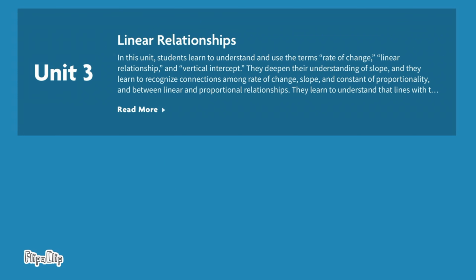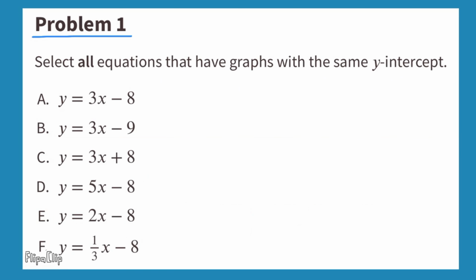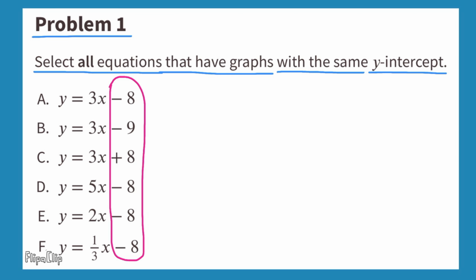Eighth grade Open Up Resources, Unit 3, Lesson 8, Translating to y equals mx plus b. Number 1, select all equations that have graphs with the same y-intercept. For each of these, the y-intercept is the last term in the equation. For A, the y-intercept is negative 8. And for D, E, and F, the y-intercept is also negative 8. So A, D, E, and F all have the same y-intercept.